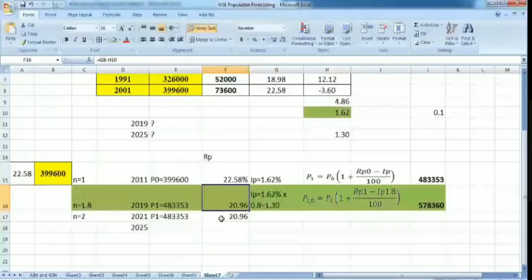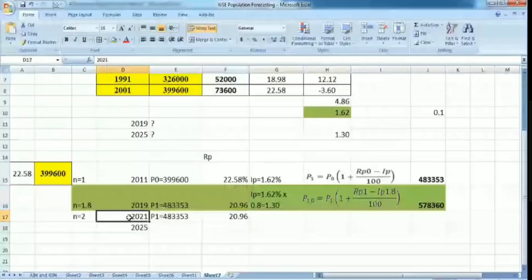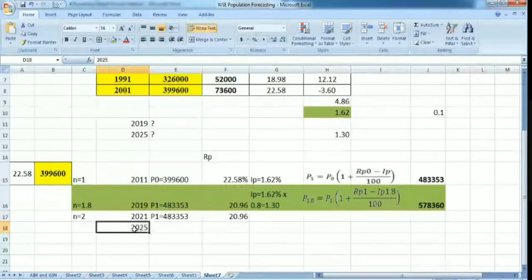Since you are calculating the population for the year 2021, although the population for 2021 is not asked, you have to determine it, because the 2025 population lies between 2021 and 2031. That means we have to determine the 2021 population first.